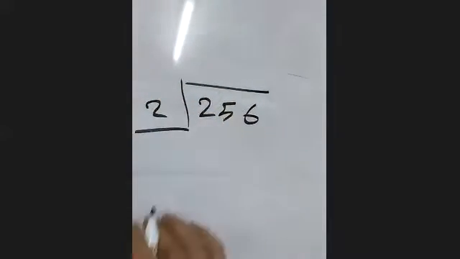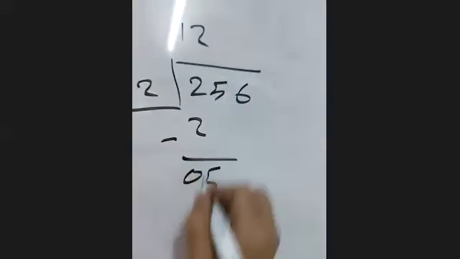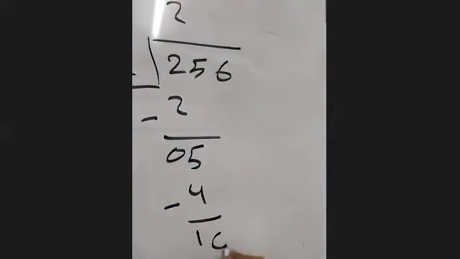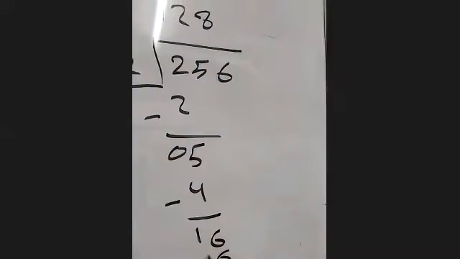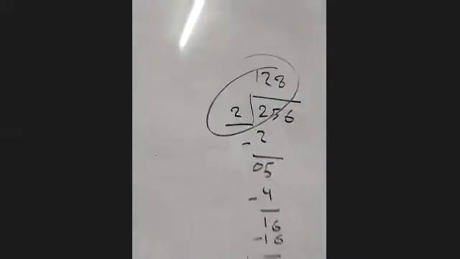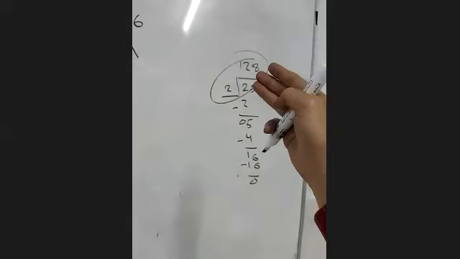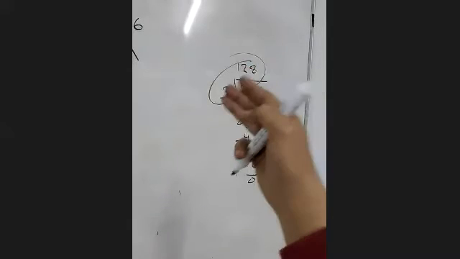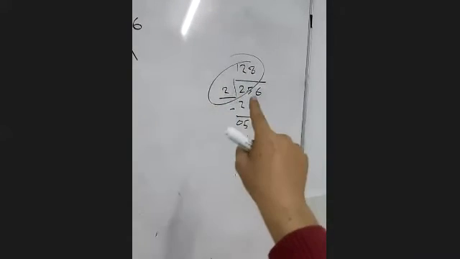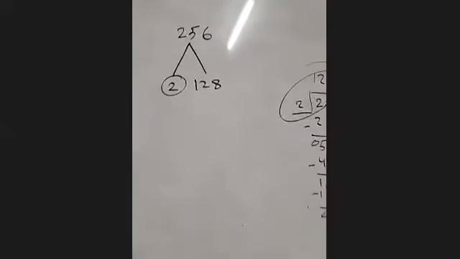256 divided by 2: 1, 2, subtract 0, 5, 2, 4, subtract 1, 6, 8, 16, subtract 0. So it is 2 by 128. If you multiply 128 by 2, you will get 256. So come back here. Can we do more for the 2? We have only 2 by 1, so put a circle.